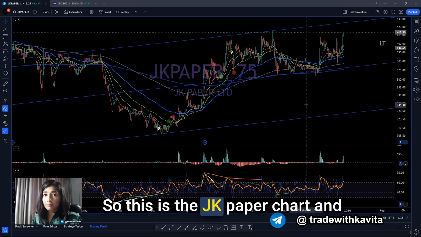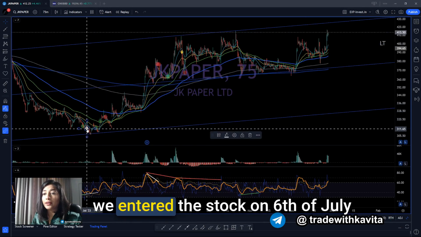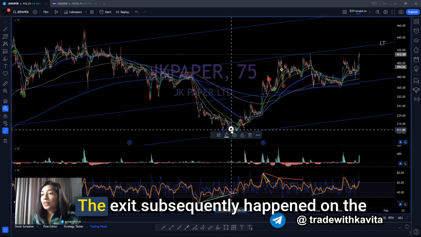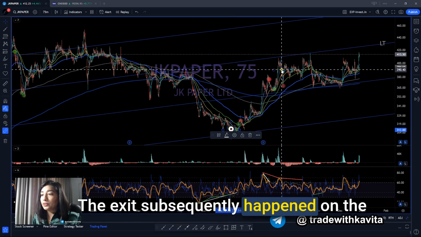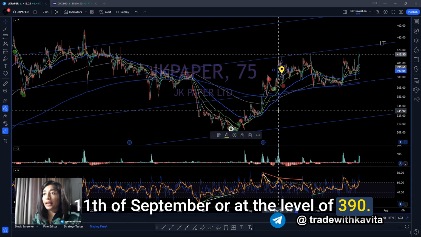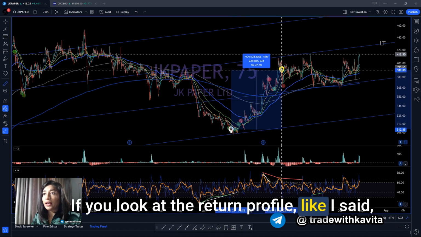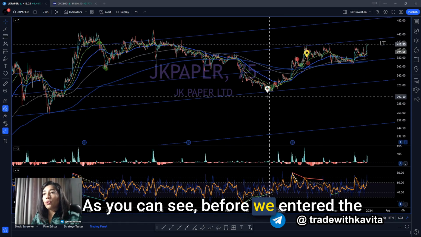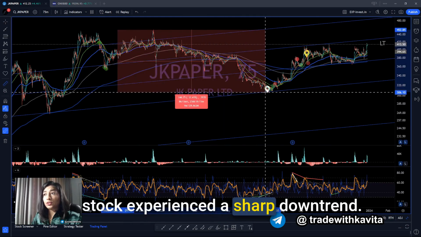So, this is the paper chart, and we entered the stock on 6th of July, somewhere around the level of 311. The exit subsequently happened on the 11th of September at the level of 390. If you look at the return profile, like I said, it's around 20% profit in days. As you can see, before we entered, the stock experienced a sharp downtrend.